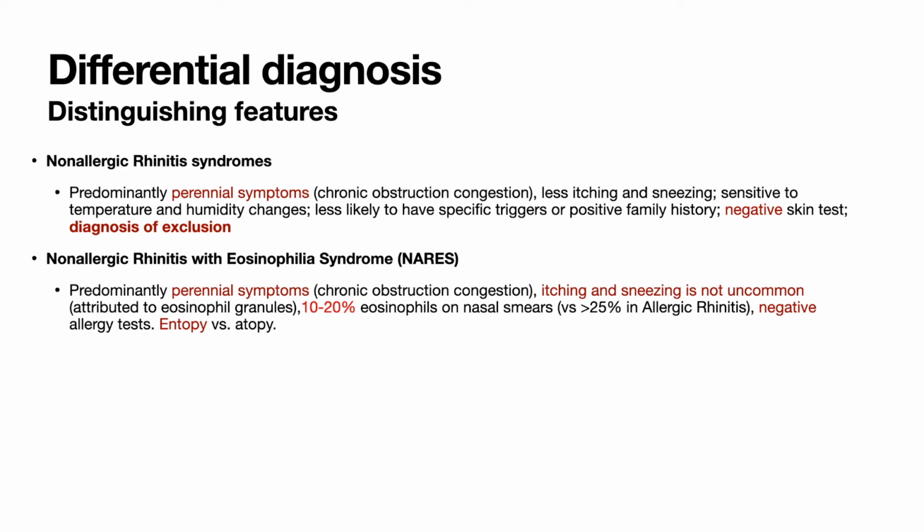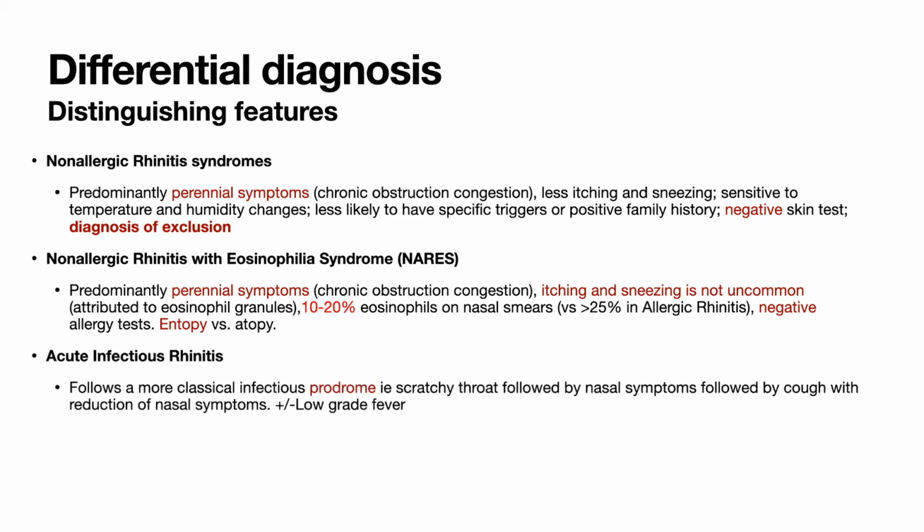However, generally in allergic rhinitis, eosinophils are 25% or greater on nasal smear, whereas they are 10 to 20% in NERS. However, systemic allergies are negative in NERS. And I stress systemic because in 2003, a concept of entropy was formally introduced that may explain the localized hypersensitivity of the nasal mucosa in NERS versus a systemic sensitivity to an allergen in a patient with allergic rhinitis.